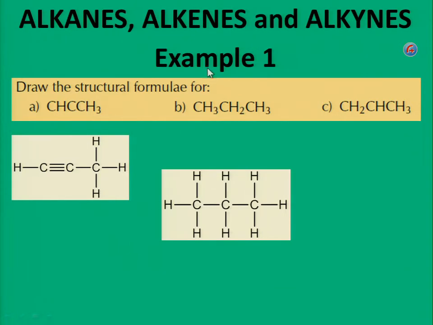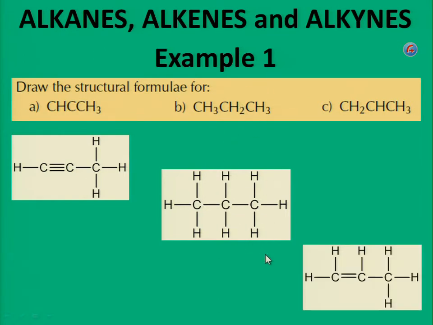Let's look at B. CH3, CH3, CH2, and another CH3 group. And C, CH2, CH2. Then a CH moiety, CH, bonded to a CH3 group. Now again, you have to realize that there should be a double bond between carbon 1 and 2 to ensure that every carbon atom has 4 bonds.